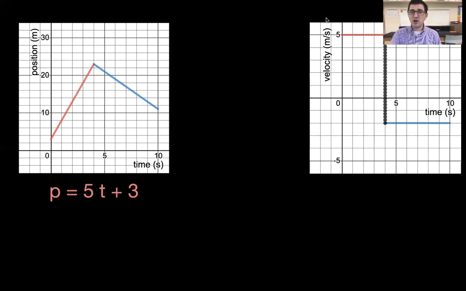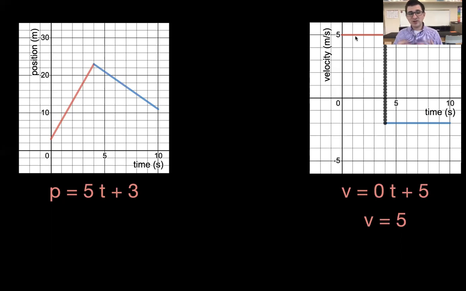Then we can do the same thing over here with the velocity versus time graph. We can also do y equals mx plus b, except instead of position on the vertical axis, now we have velocity on the vertical axis. So it's going to be v equals the slope is 0 times t plus 5, which we know 0 times anything is just going to be 0. So if we wanted to, we could rewrite this as v equals 5, which makes sense because for the first 4 seconds, the velocity is just 5.